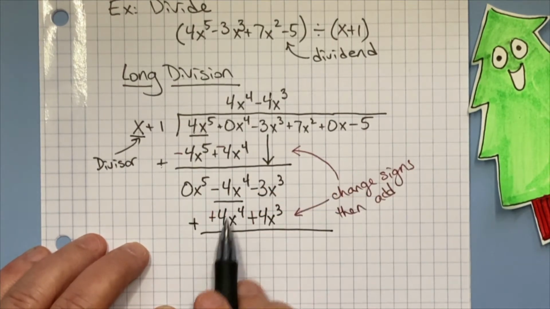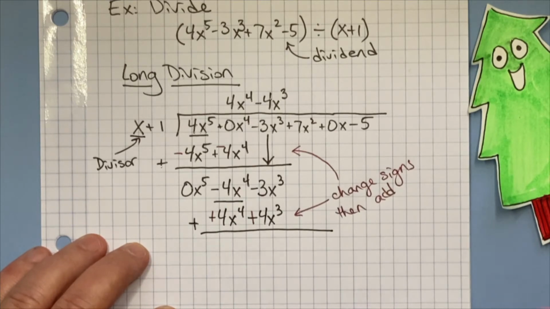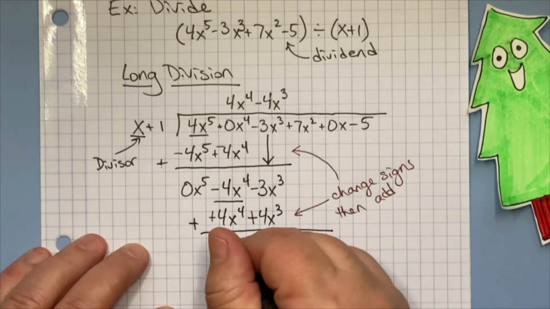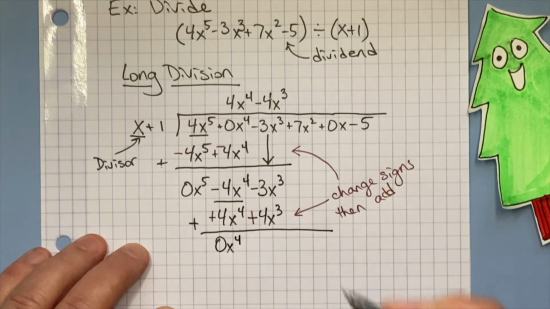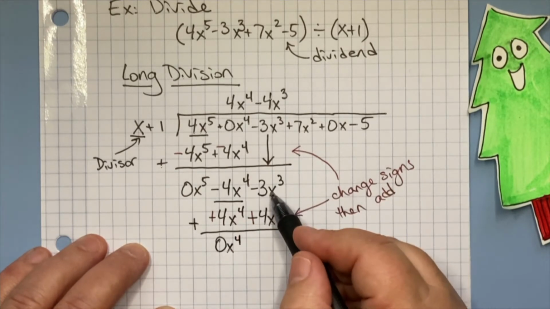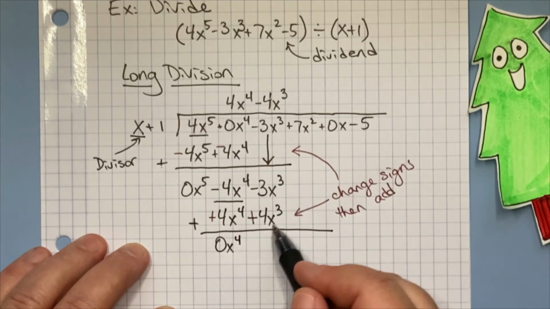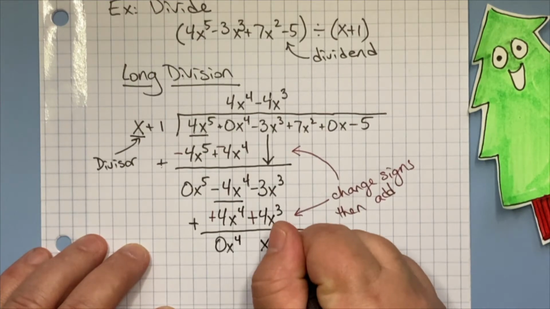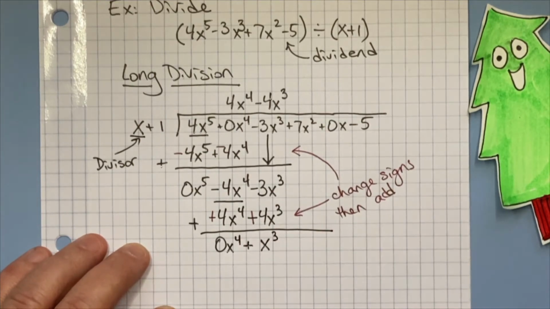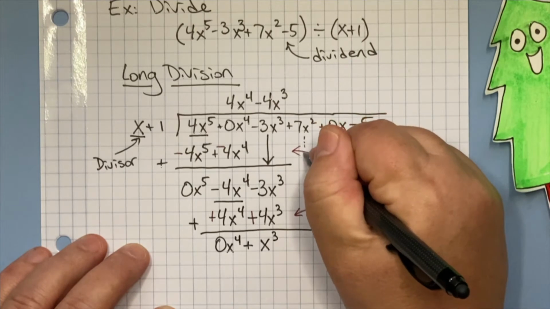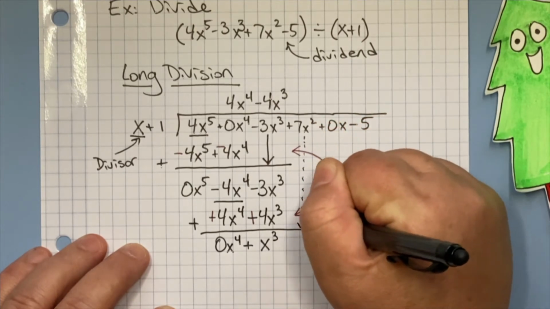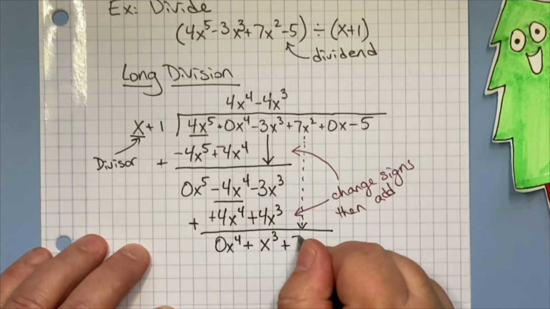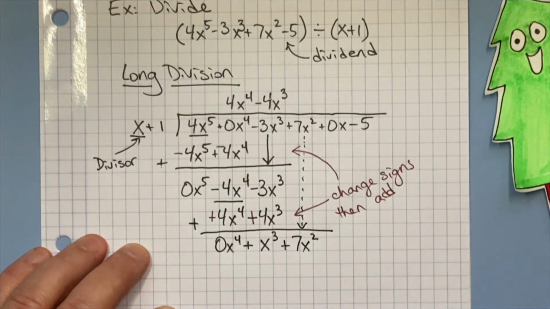Negative 4x to the 4th plus 4x to the 4th is 0x to the 4th. And again, you can leave that blank if you'd like. And then negative 3x cubed plus 4x cubed is x cubed. Just one of them. And then I bring down the next term, 7x squared.